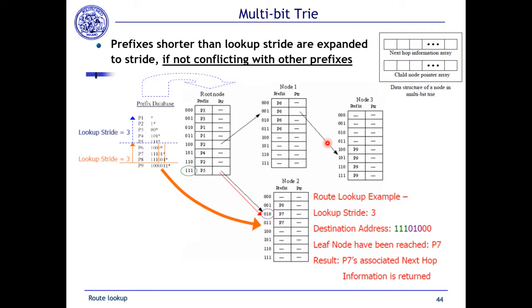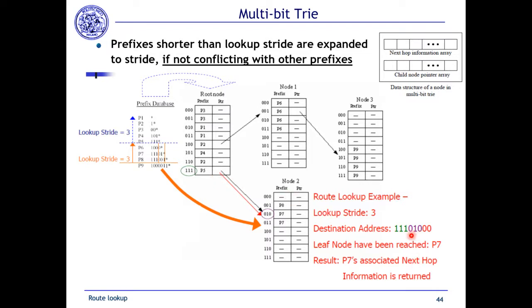Lookup example, it's very simple. Here is the destination address. Since the stride is equal to 3, you have to take the first 3 bits of the address and use them to look into the first node, that is the root node. And here is the position. So you will find P5 as the first matching prefix. But there is also a pointer, so you have to go down to continue. The pointer leads to node 2.